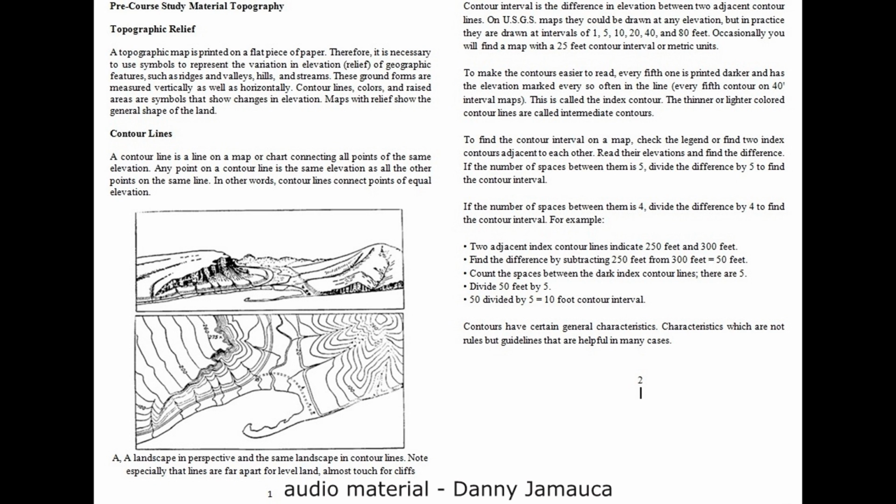Contour lines, colors, and raised areas are symbols that show changes in elevation. Maps with relief show the general shape of the land.